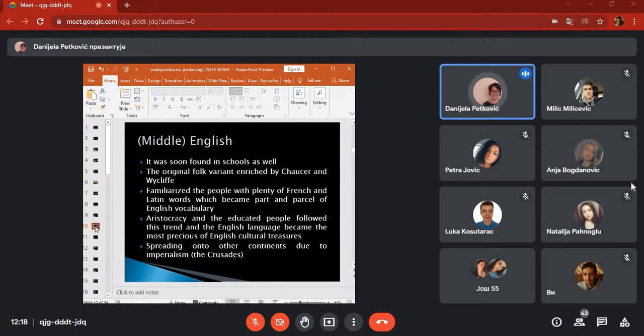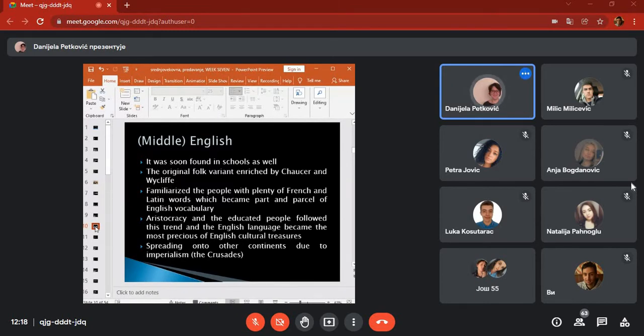But it was this form of English, this particular English, that was proclaimed the official language of the court between the 14th and the 15th century. It is the form of English known as Middle English, and the creation of this Middle English was attributed to Chaucer and Wycliffe.